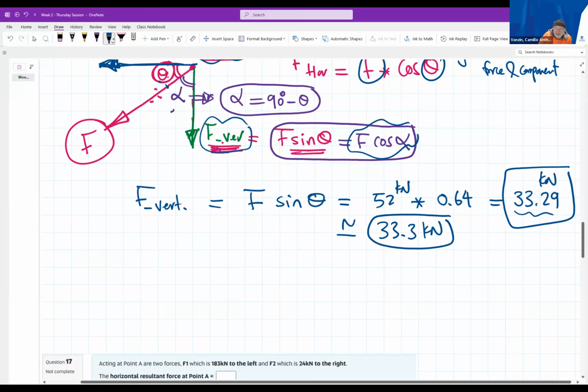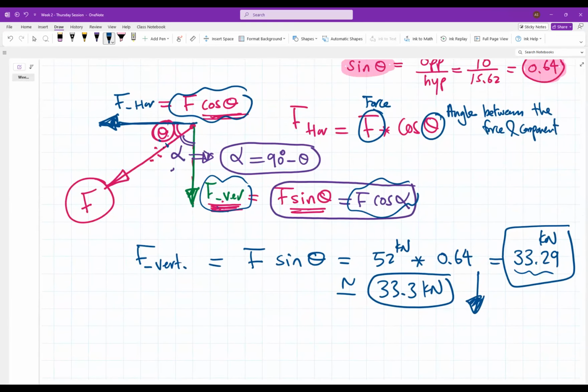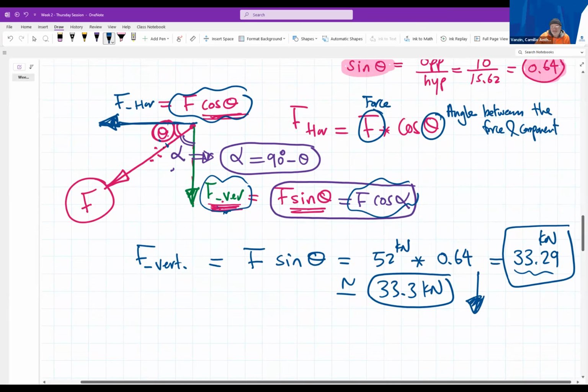If I ask you what is the direction of it, Camilo? It's vertical, it's going down. Yeah, downward. So if you want to show the direction, not in the quiz but generally, this component is going down, because it comes from here. So the green one, the vertical component, goes down, and the horizontal goes to the left.